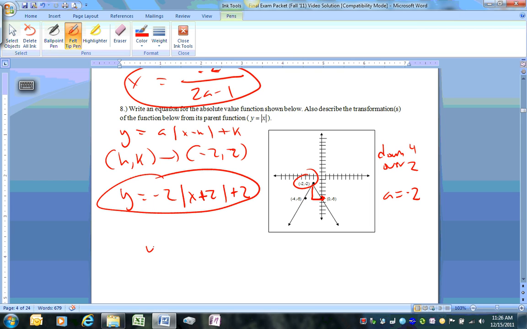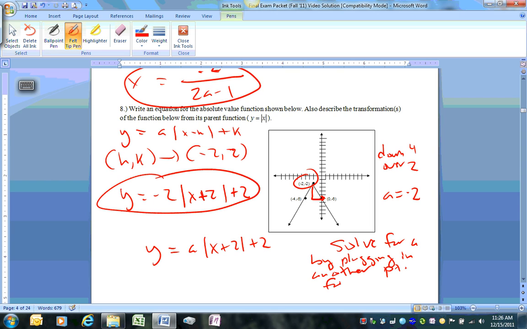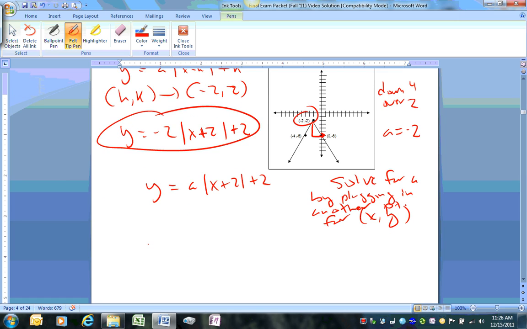Another way you could have done this, you could plug in h and k, and then you could solve for a, like plugging in another point for x comma y. So if I were to do that, say I plug in 0, negative 6, negative 6 for y and 0 for x.